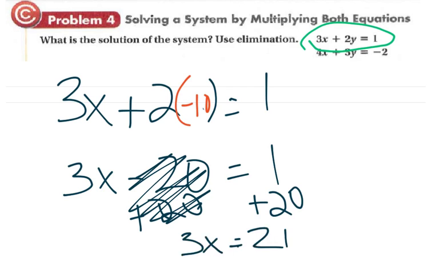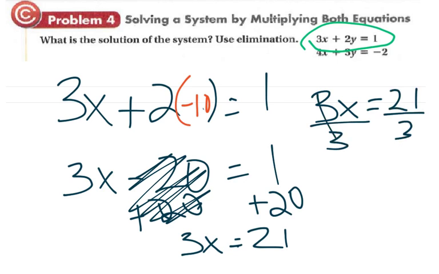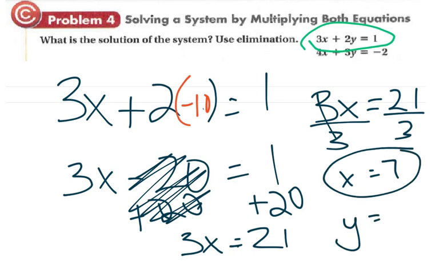Well, 3 times 7 is 21, so x must be 7. But let's work it out and show our work here. 3x equals 21, and we divide by 3, and sure enough, x equals 7. So x is 7, and y is negative 10.